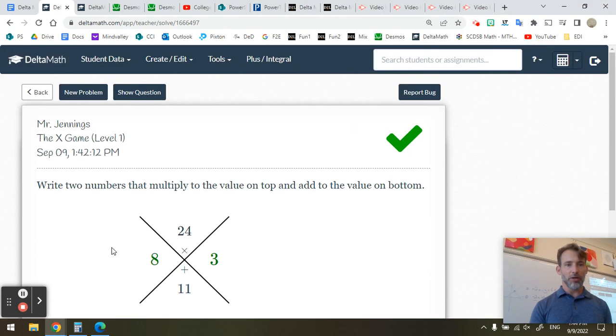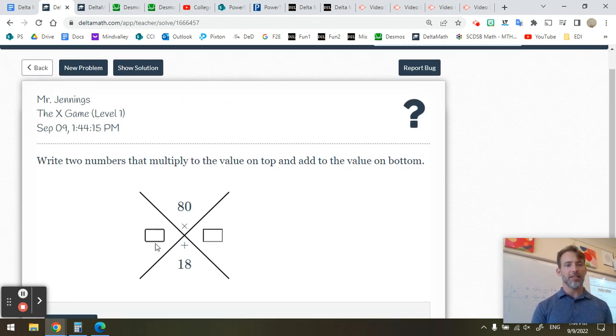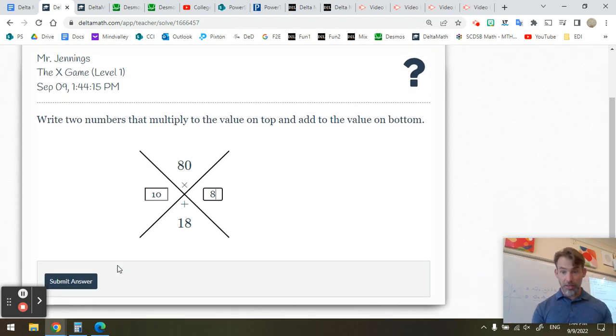Let's take a look at some more. New problem. So multiplies to 80 and adds to 18. If you said, well, I know that 10 times 8 adds to 18 and multiplies to 80, then you are right. But if you don't see that, you could factor tree 80 and find out that it's 2 times 2 times 2 times 2, which is 16, times 5. 16 times 5 is 80, or 8 times 10.